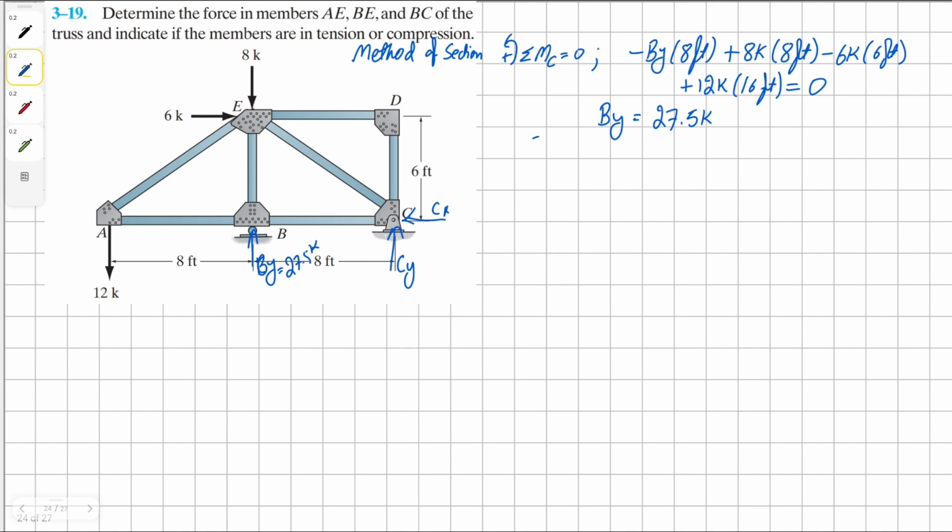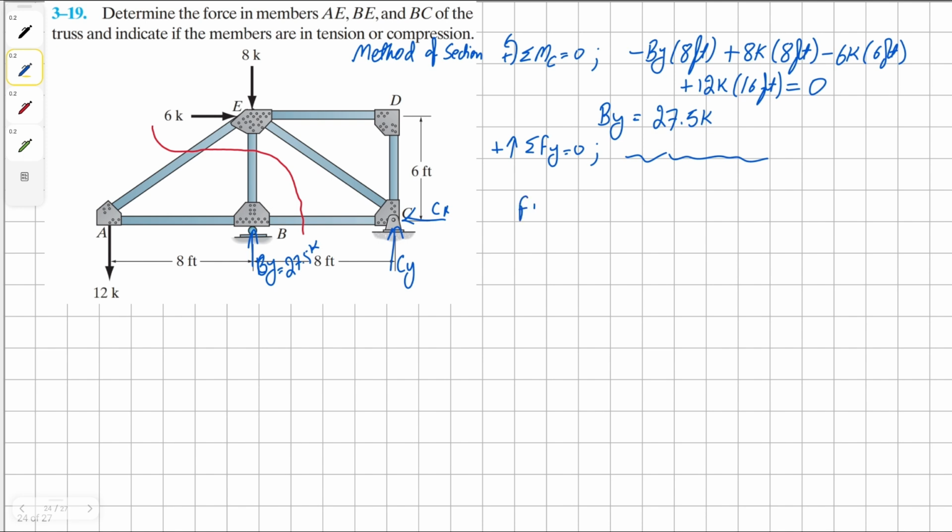Now we can sum the forces in y direction to solve for Cy. Or we don't really have to solve this, because what we're going to do is we're going to cut this member through AE, BE, and BC. And we're going to use leftmost side of this truss, which means this area. Therefore, we don't really need Cy, but it's super simple to solve if anybody needs to.